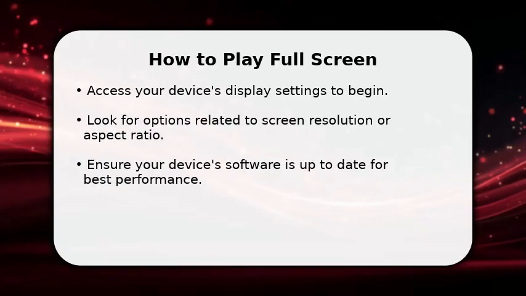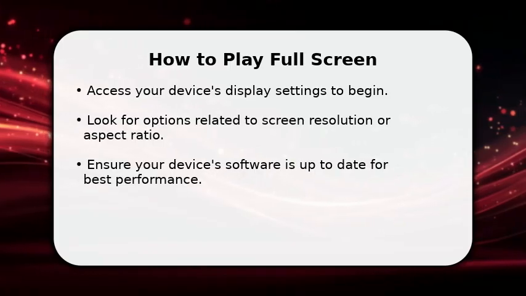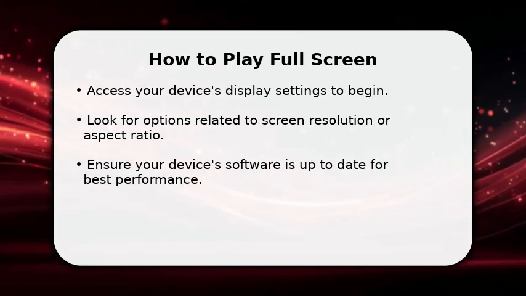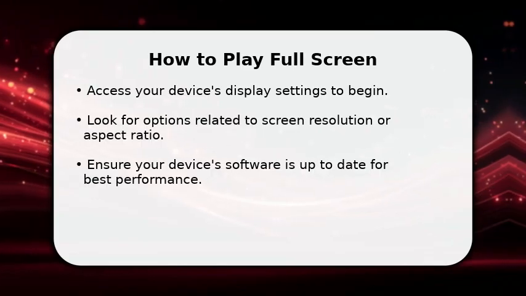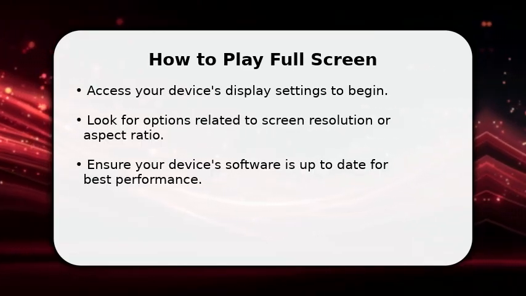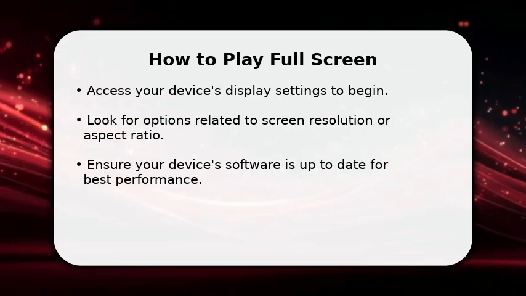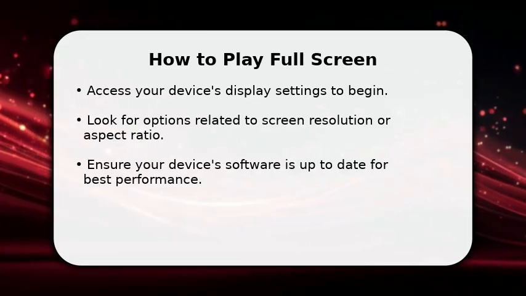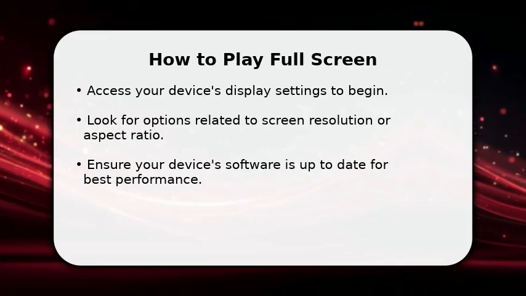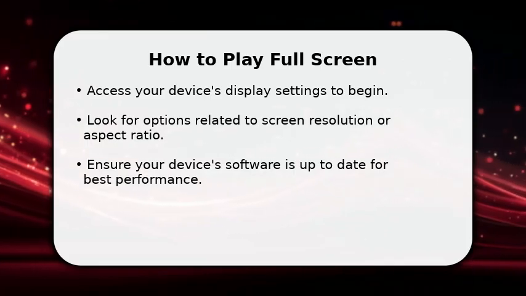In this video, I will explain how to play Brawl Stars on full screen. To start, you will need to access your device's main display settings. This is usually found within your phone's General Settings menu. Once there, look for options that control screen resolution, aspect ratio, or full screen apps.